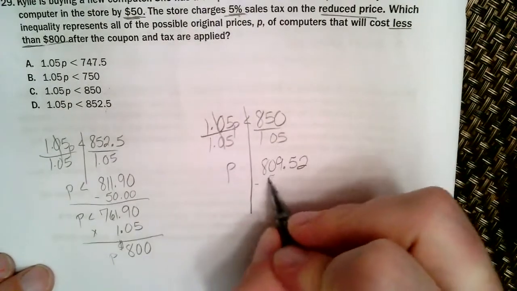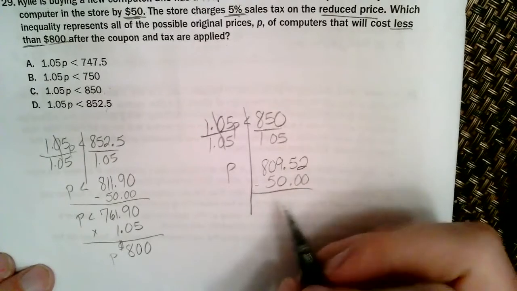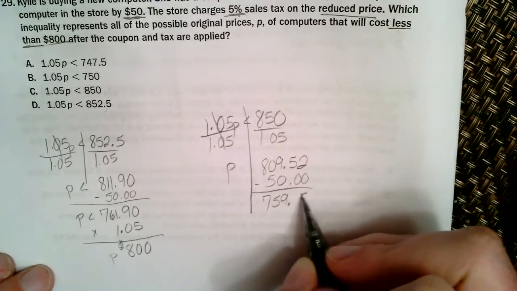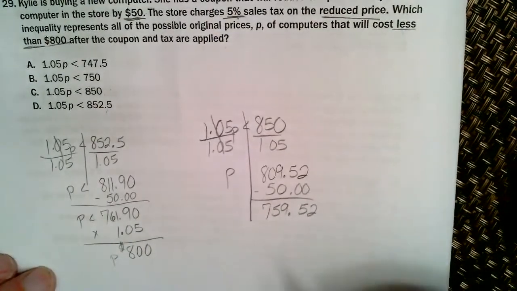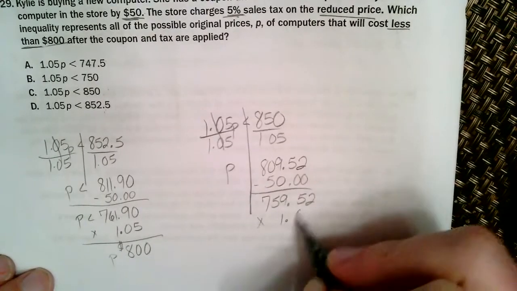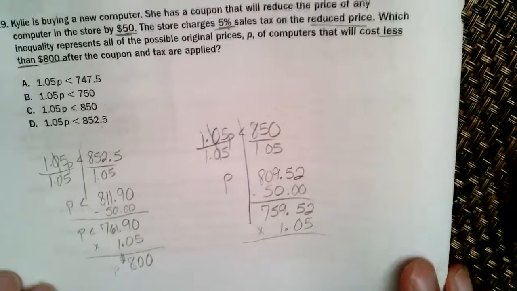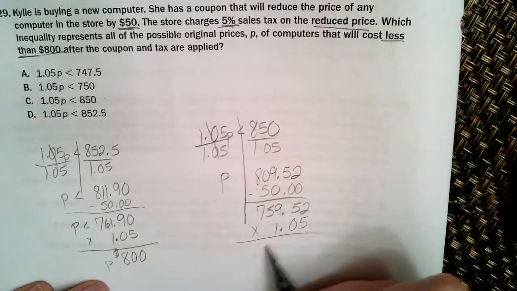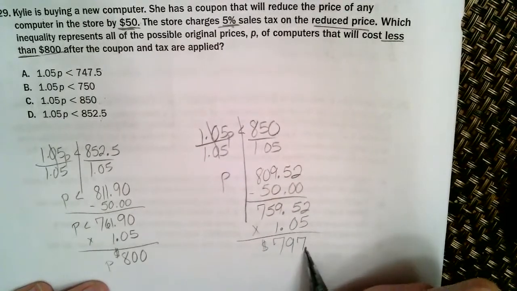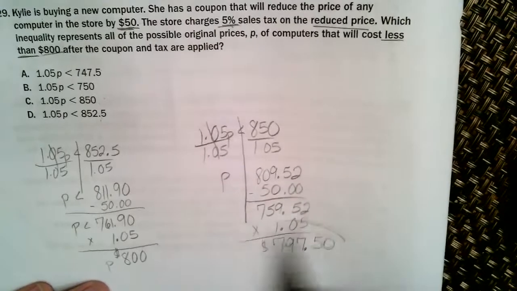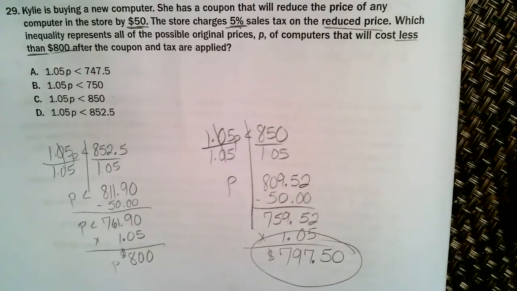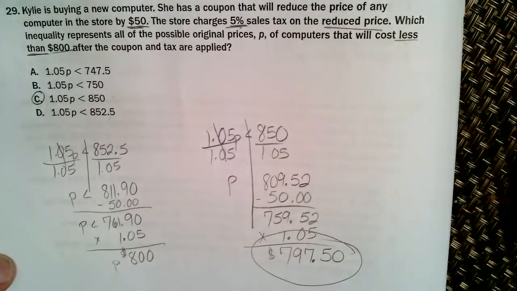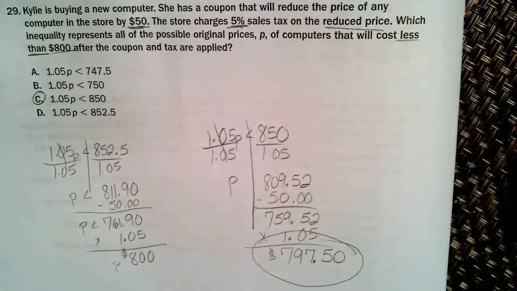And we subtract the $50 from that cost. That leaves us with $759.52. Then we multiply that by the tax, which is 1.05, because it's a 5% sales tax, so we're going to increase that price. And when we do, we get $797.50. So this is less than $800, which means that C is our correct answer. And that's how we come up with that inequality.